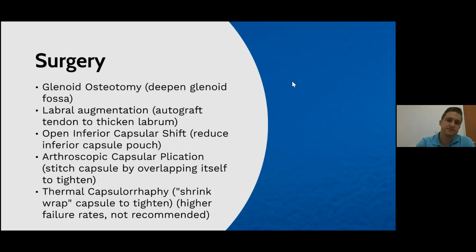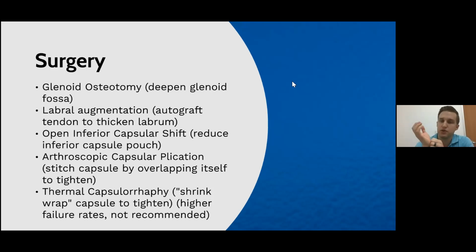So with this one, it's essentially like shrink wrapping the capsule to tighten it. So they will apply some kind of direct application of heat to the joint capsule, which will then kind of make it shrink, essentially like shrink wrapping. And then it will tighten the capsule at that point.